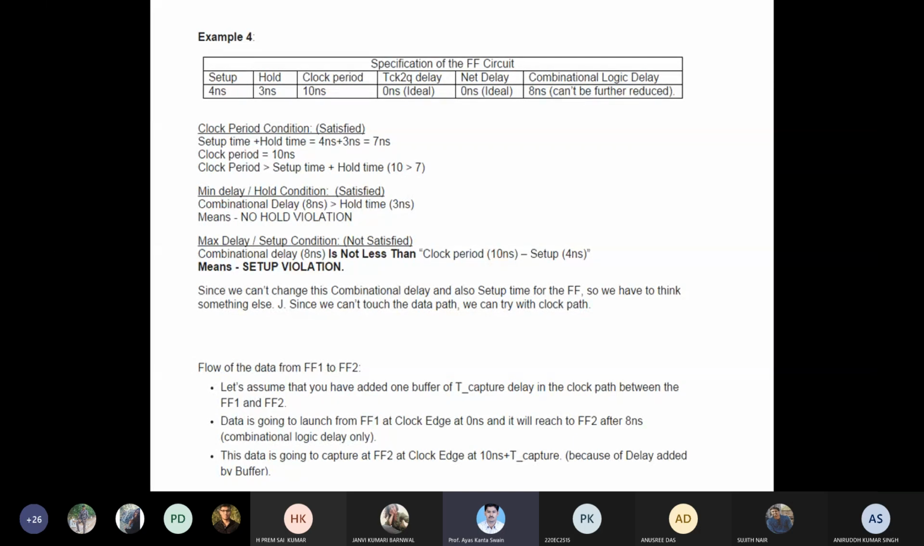Combinational delay is 8 nanosecond, which must be greater than the hold time. So 3 nanosecond. So it's fine. So no hold violation. So it's satisfied the whole condition.